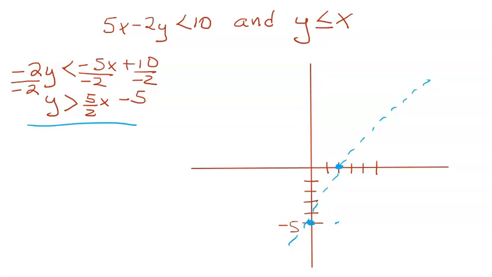Now I'm going to go to black and plot this one. Now this says y is less than or equal to x. So there's a 1 there for the slope. The y-intercept is 0. So this is going to be a solid line going through the origin. So again, I'm going to try to sketch this as best I can here.